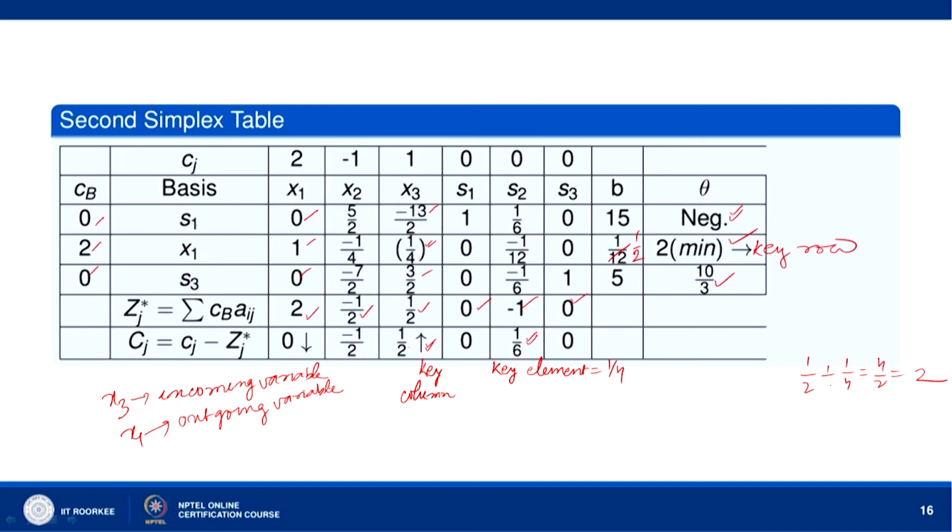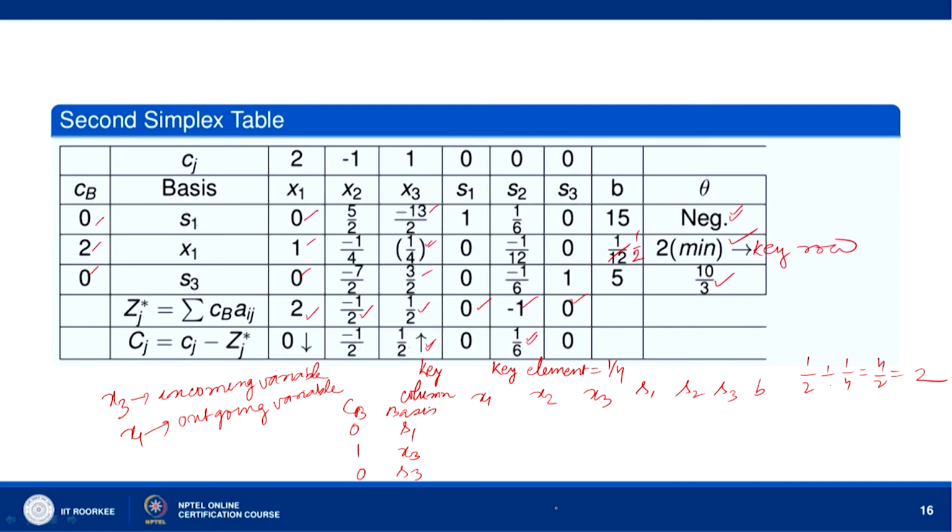Okay. So, now the CB column will be having 0. Basis variables will be S1, X1 will be replaced by X3, and we will have S3. X3 coefficient is 1, S3 coefficient is 0, okay, and we have X1, X2, X3, S1, S2, S3 and B.